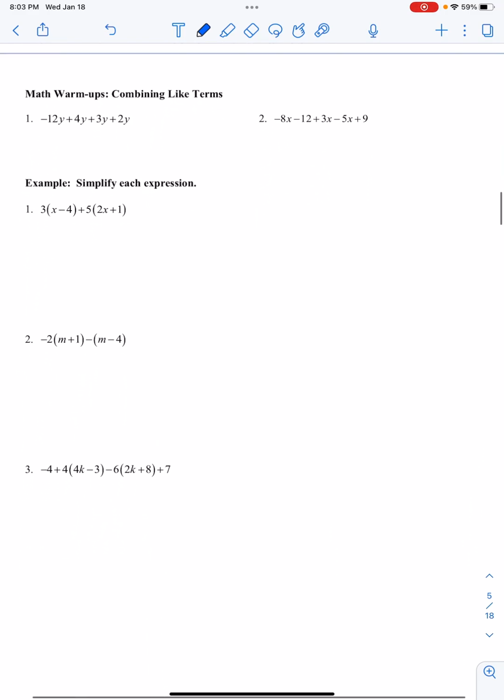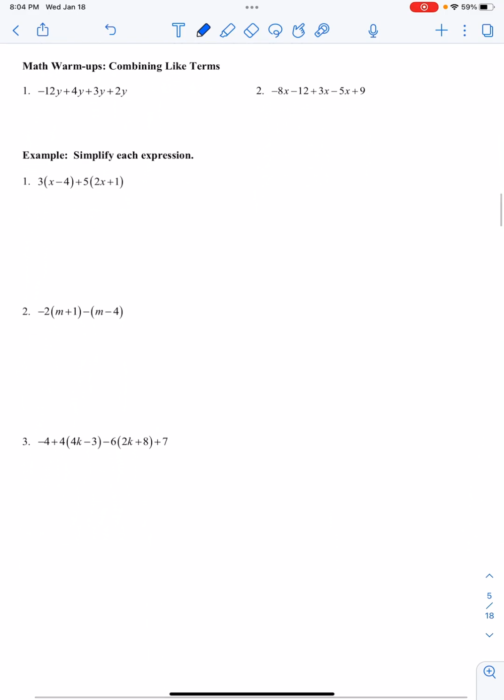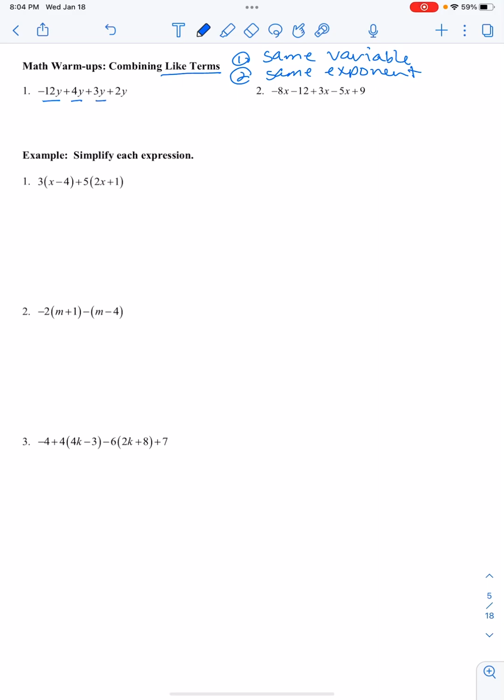So finishing up R5, we're going to look at a warm-up here, so combining like terms. So remember, to combine like terms, 1, you have to have the same variable, and 2, you have to have the same exponent. So all of these individual terms in problem 1 are like, because they all have a y. So we simply move left to right.